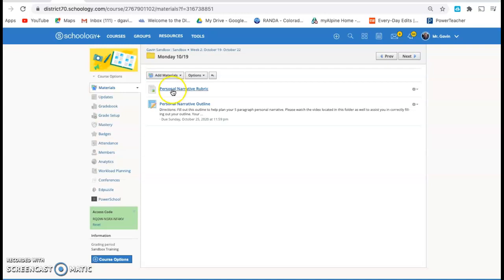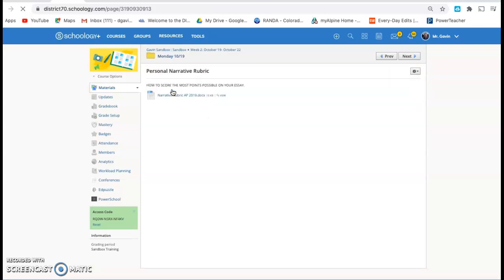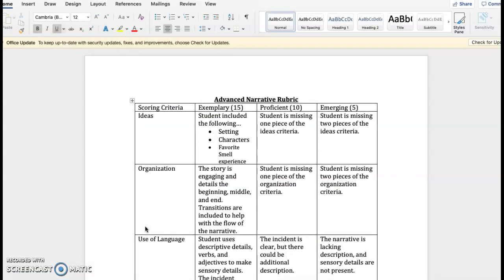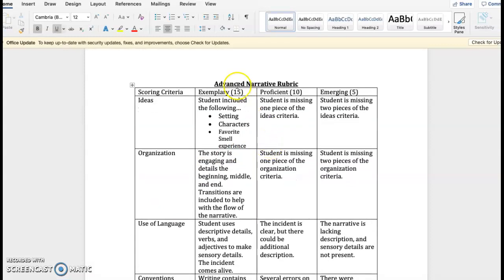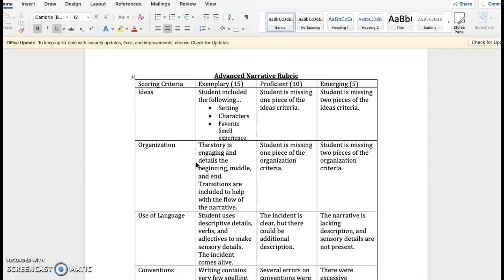If you want to click here, here is the narrative rubric. This is how you will get full points. This is what the requirements are for your essay. As you see here, we all want to be looking at this exemplary category. We all want 15 points for each of these categories.